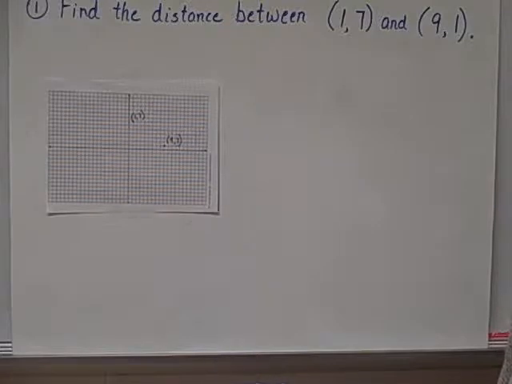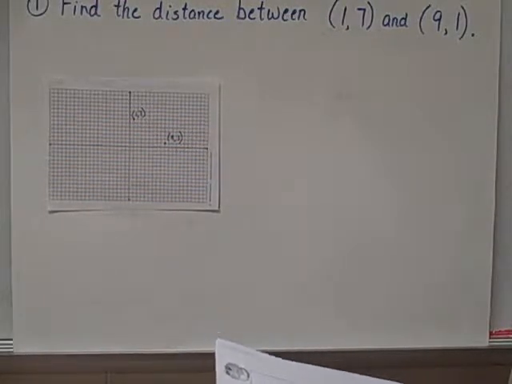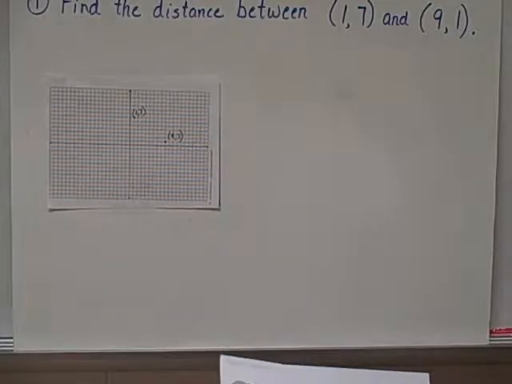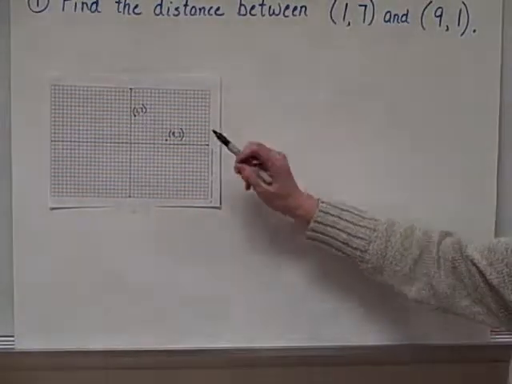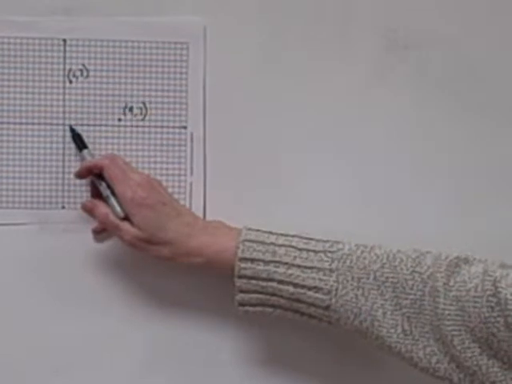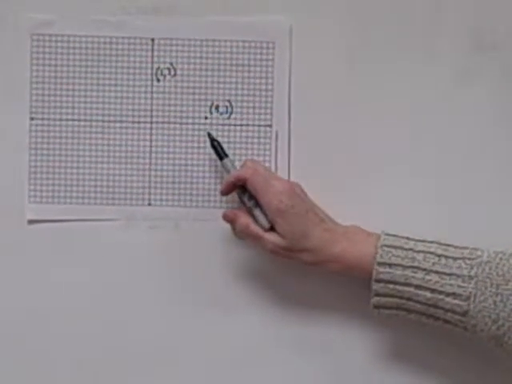Today we are connecting distance on the coordinate plane to the Pythagorean theorem lessons that you reviewed last week. Problem number 1. You are asked to find the distance between the points (1, 7) and (9, 1). I have gone ahead and already graphed my points on the coordinate plane. 1 across, 7 up, 9 across, 1 up.